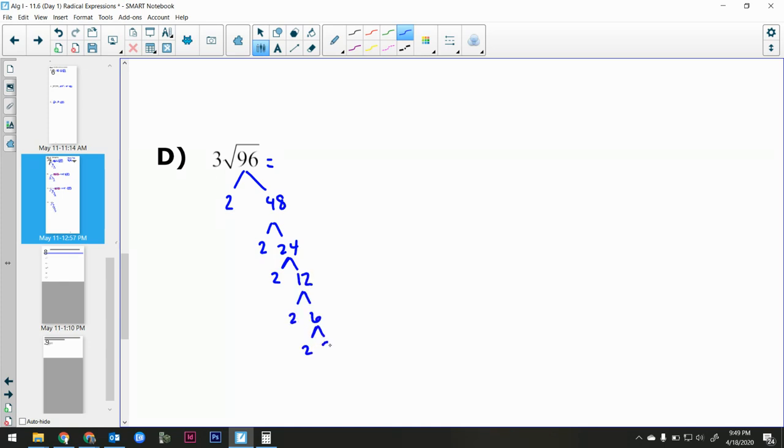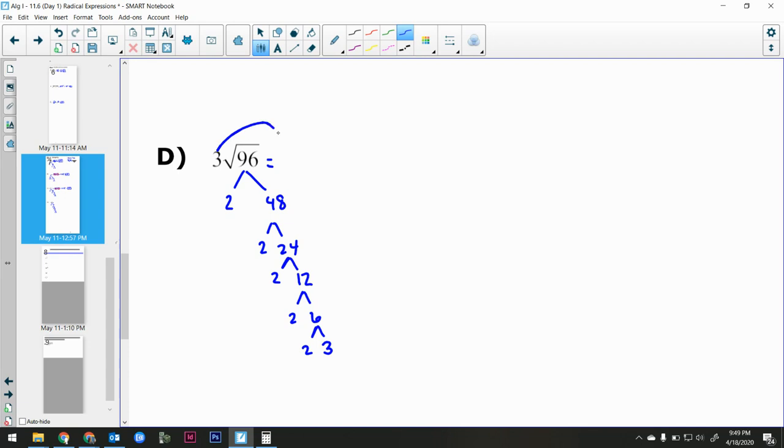It always works if it's even. Right? It's just easy to do. Could I have broken this up like 48? 6 times 8? 48? Sure. This 24. Could I have broken that up into 3 and 8? Sure. You can still get the same prime factorization in the end.